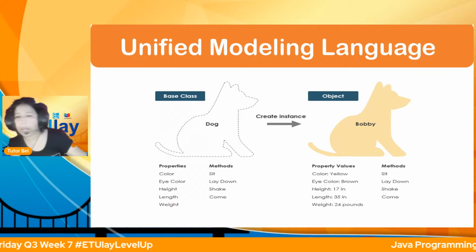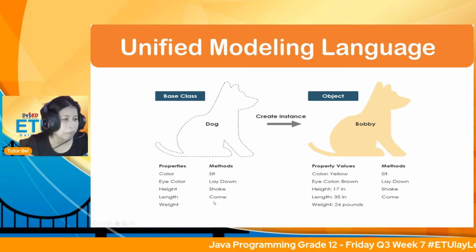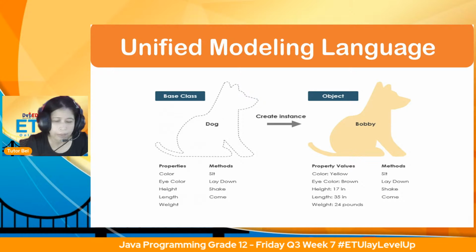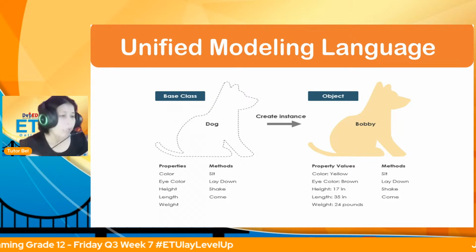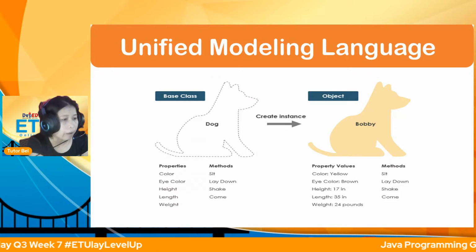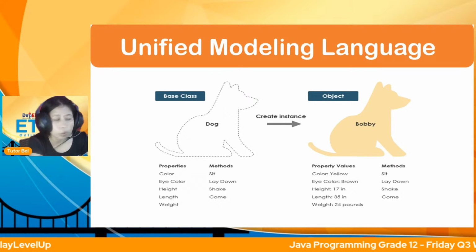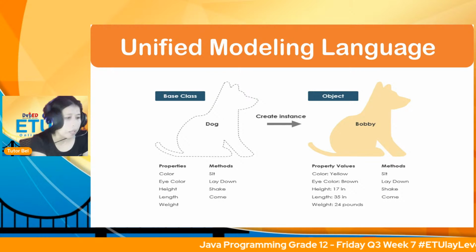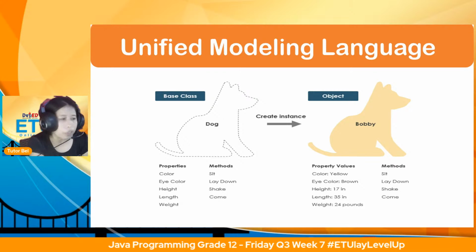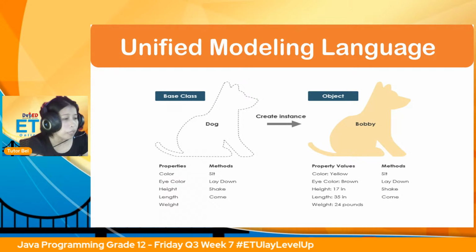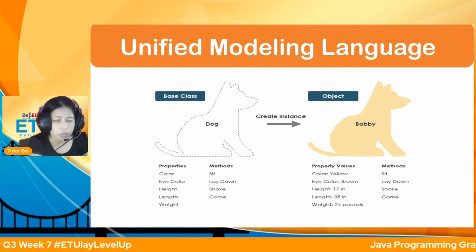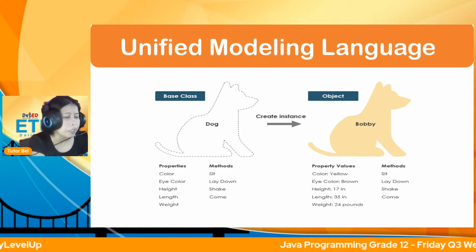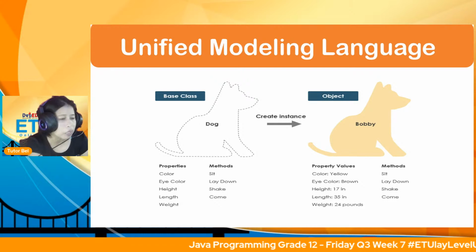So, and then, meron din pong mga methods ang ating base class. So, meron din tayong methods. Like, lahat ng dog could sit down, lahat ng dogs could lay down, lahat ng dogs could shake, shake their tail, shake their body, and then, a dog can also come. Pwede nating tawagin para pumunta sa atin. Di po ba? So, that is methods. So, both yan, the properties and the methods are actually inherited.